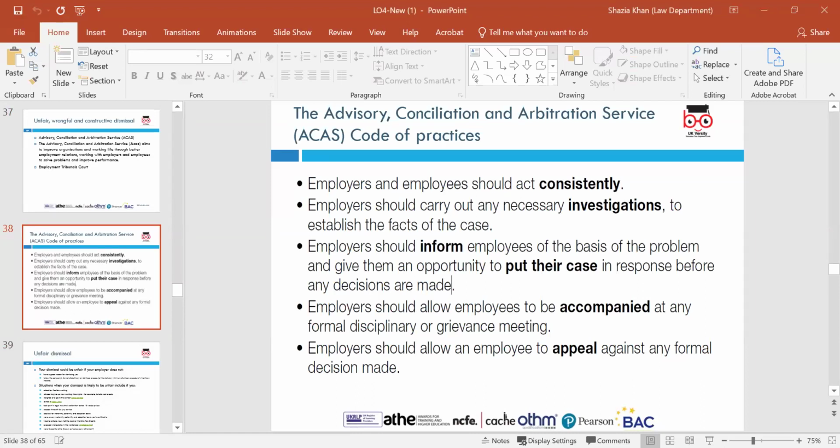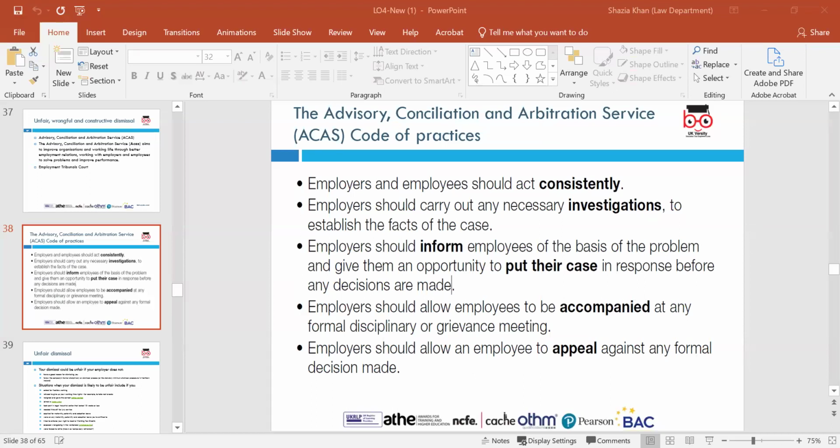The Advisory, Conciliation and Arbitration Service Code of Practice. The ACAS Code of Practice is a set of standards that are expected in the workplace from employers and employees. The code includes the following: the code of practice on disclosure of information to trade unions for collective bargaining purposes, and the code of practice on settlement agreements.